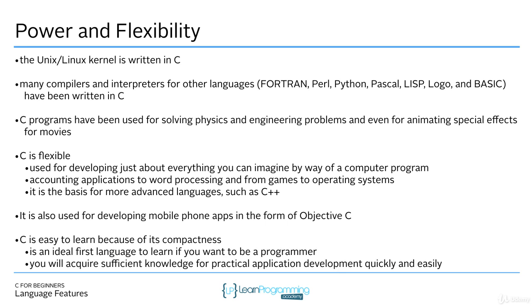But it's also easy to learn because of its compactness. It's an ideal first language to learn if you want to be a programmer. And I think I've given the rationale for that pretty well. You're going to acquire sufficient knowledge for practical application development very quickly and very easily. So that's why it's a good first one to learn. And that's what you're going to notice in this class: now that I learned C, it's much easier to learn Java. It's much easier to learn PHP. It's a lot easier to learn these other languages because C has everything that those languages have and it's very easy to learn.